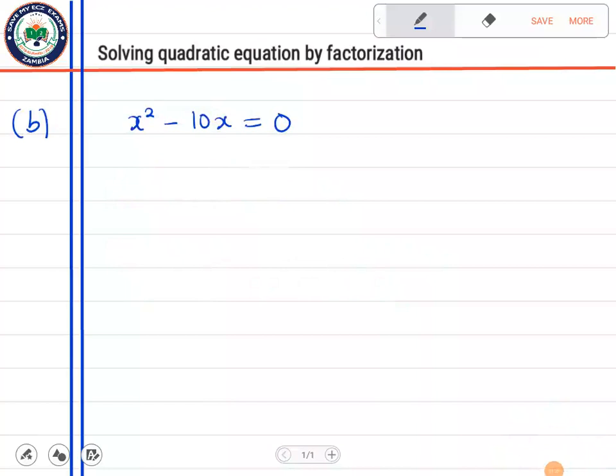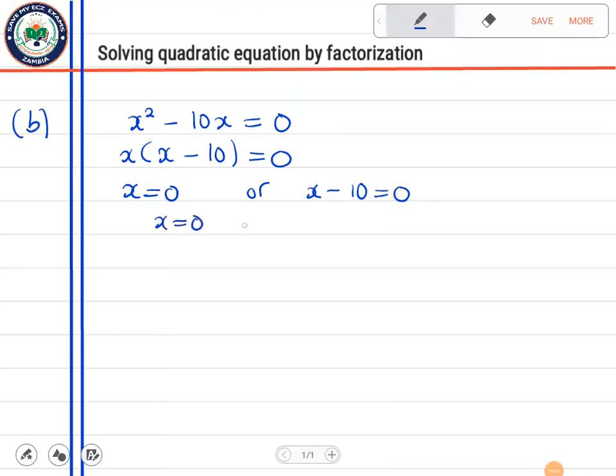This one says x squared minus 10x equal to 0. There's no square here. 10x is not a square, so we are first just going to factorize what is common. x is common, so we take it out. Here we remain with x minus 10 equal to 0. These are the two parts that we have. We equate each part to 0. So x equal to 0, or x minus 10 equal to 0. This will give us x equal to 0 or x equal to 10.